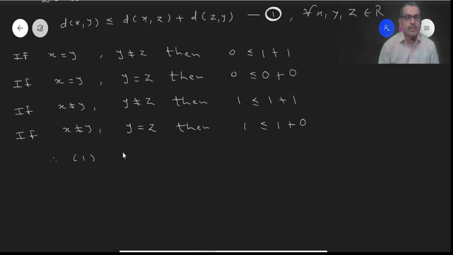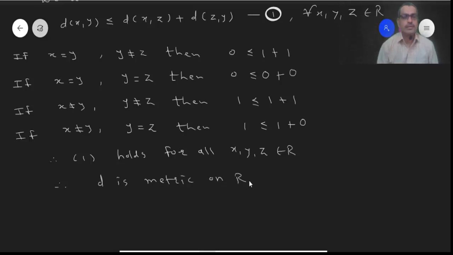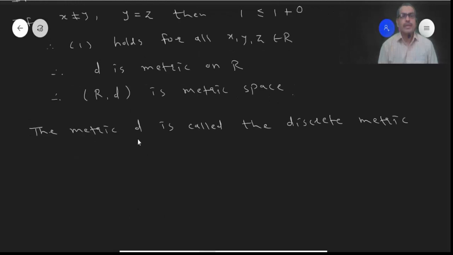Therefore condition 1 holds for all x, y, z belonging to R. Therefore D is a metric on R. Therefore the ordered pair (R, D) is a metric space. The metric D is called the discrete metric.